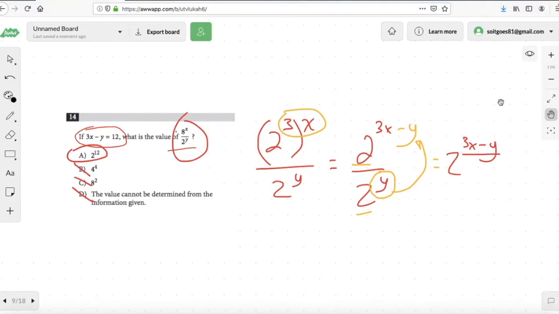Look at the question, right? 3x minus y is 12. So that's got to equal 2 to the power of 12, which is the answer choice A. But I would never expect anybody to be able to figure out that operation on their own. It's very specific. It's very complicated. And you have to really understand all of the properties of exponents. It's a very tough question.